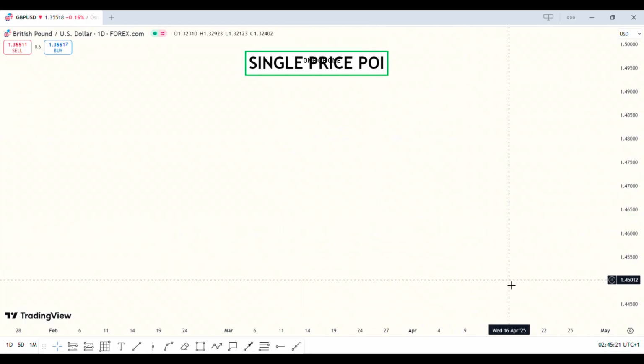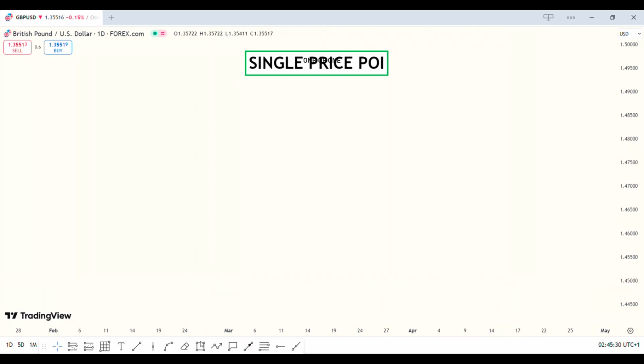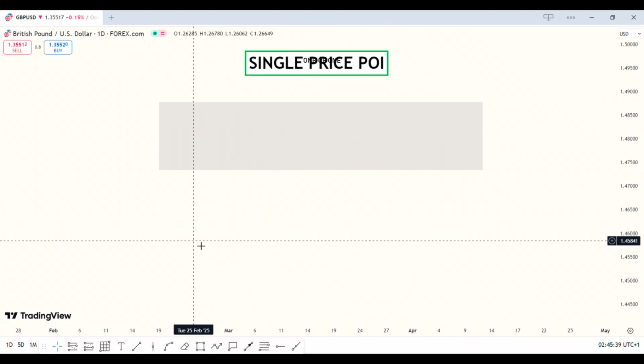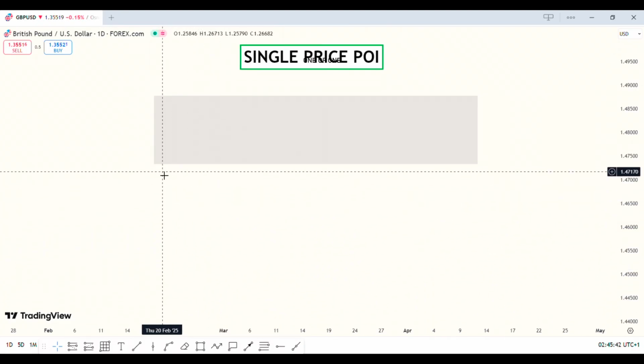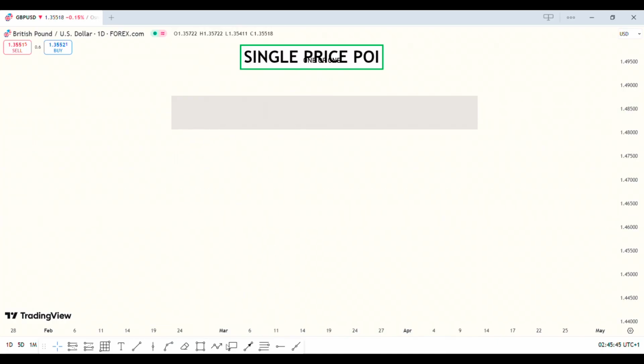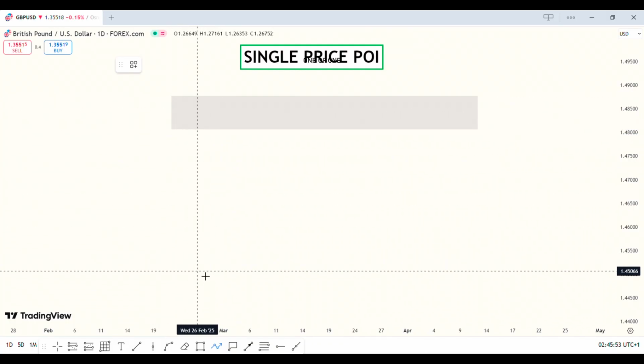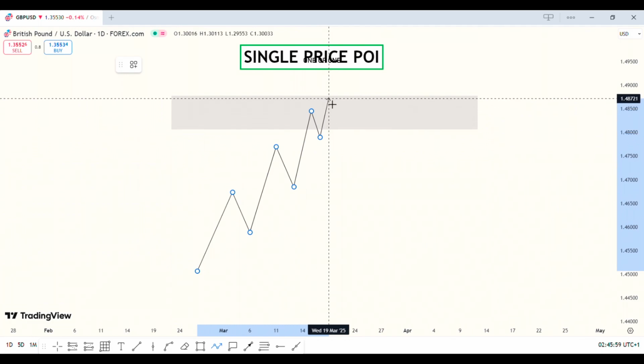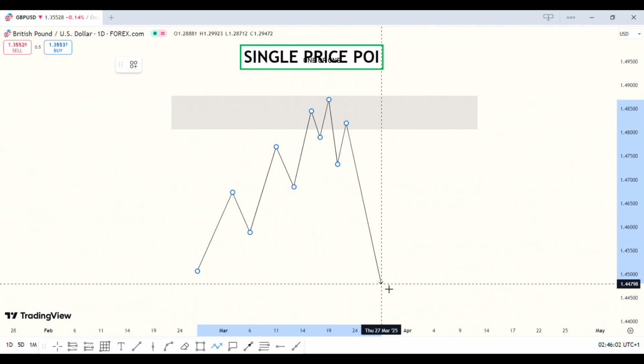So this is a concept that I call single price POI. The summary of what this means is, typically when marking out our POIs, we mark them out as zones, right? So marked out as zones from point A to point B, from a certain price to another, and that is basically where we expect price to get into, to present us with trading opportunities for us to execute.